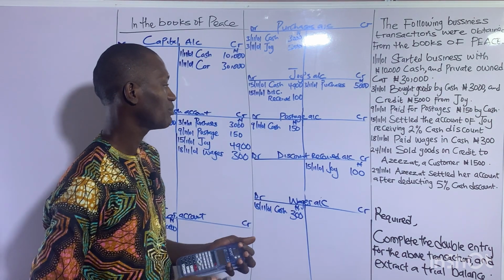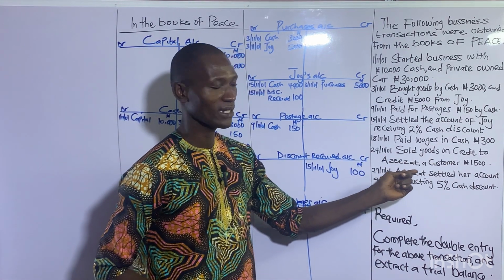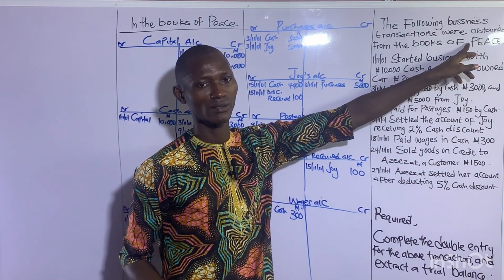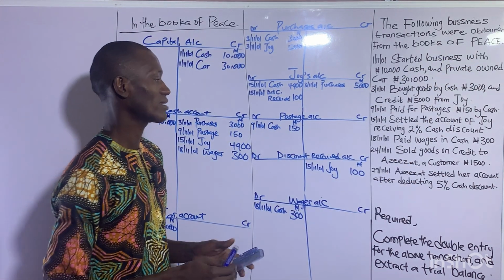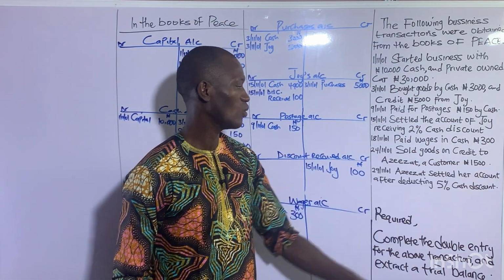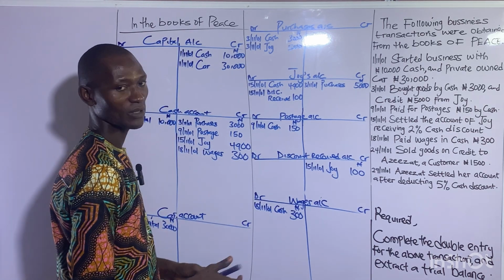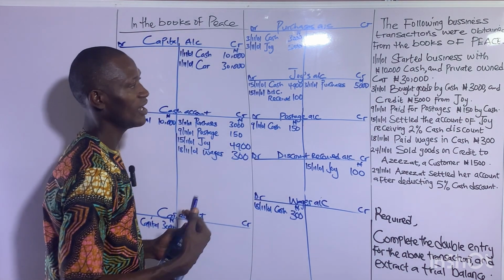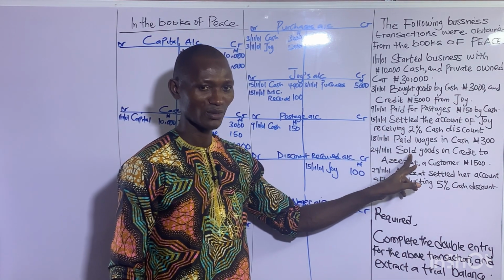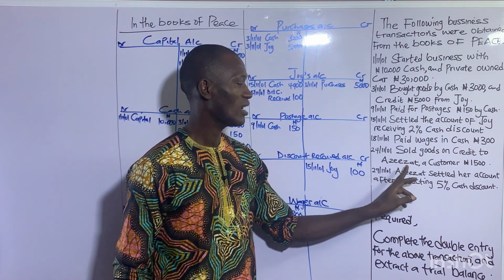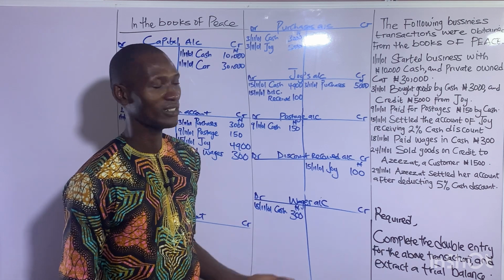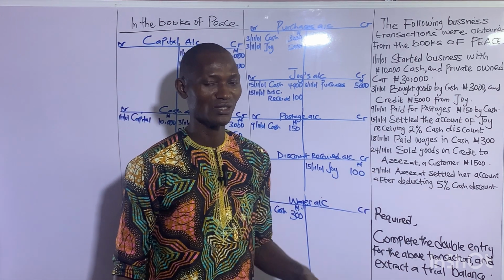Then the next one, we have sold goods on credit to Azizat, a customer. Who sold goods to Azizat? That's Peace. So the goods that was sold to Azizat is 1.5. What that means is that Azizat is receiving and Peace is giving. But which account will represent Peace? A sales account. So the two accounts here are the sales account and Azizat's account. Azizat's account will be debited because it's receiving, then the sales account will be credited because it's giving.